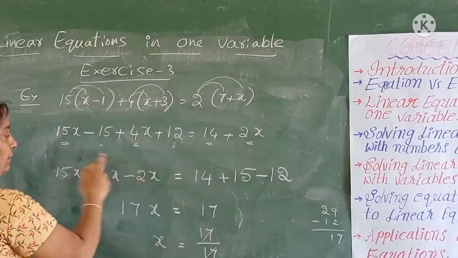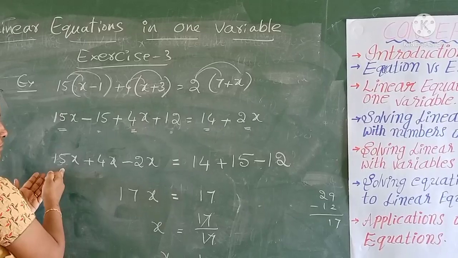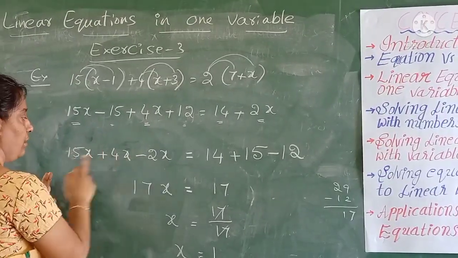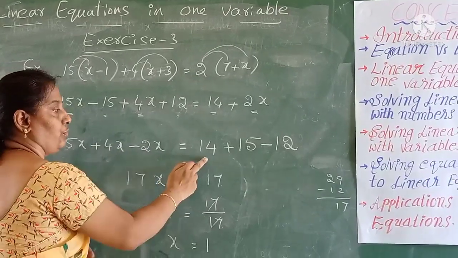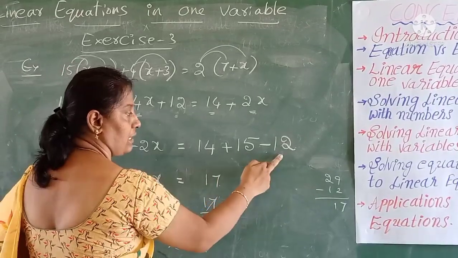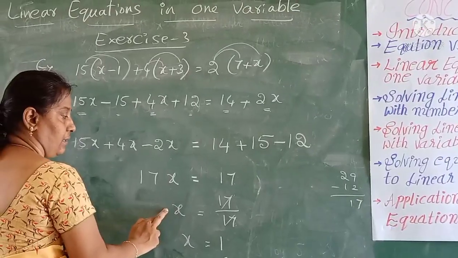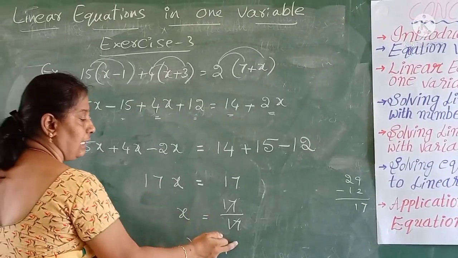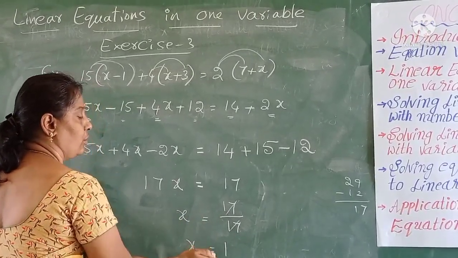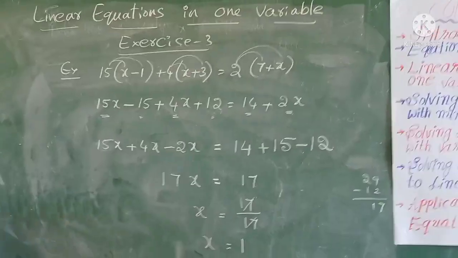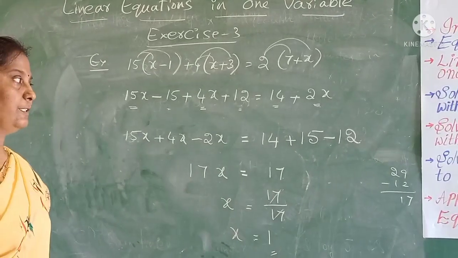To solve this, we have subtraction and addition. So solve the variables: 15 plus 4 is 19, 19 minus 2 is 17, is equal to 14 plus 15, which is 29, and 29 minus 12 is 17. We need only x here, so we don't want 17. Moving to the right side, it becomes division, so 17 will be cancelled. x is equal to 1. Note it down. Moving to the next question.